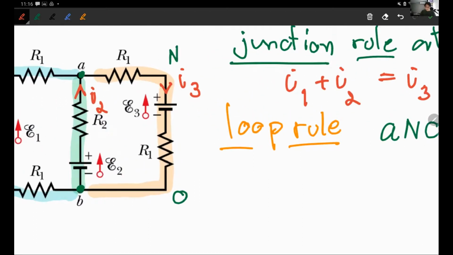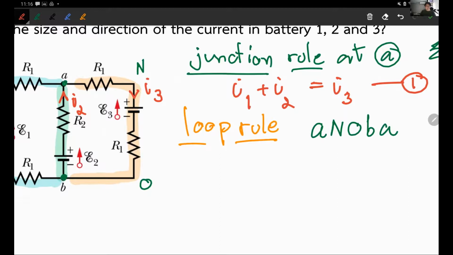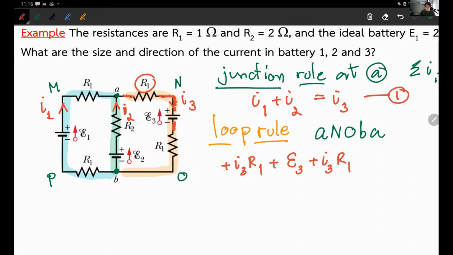Let me zoom in here a bit. I'm starting from point A, going through R1 with the current I3, and I'm walking in the same direction as I3, so it's a positive I3 R1. Then I keep walking. I hit the positive end of E3, so positive E3. Keep walking. I see R1, another resistor, with the current flowing in the same direction, so it's I3 R1.